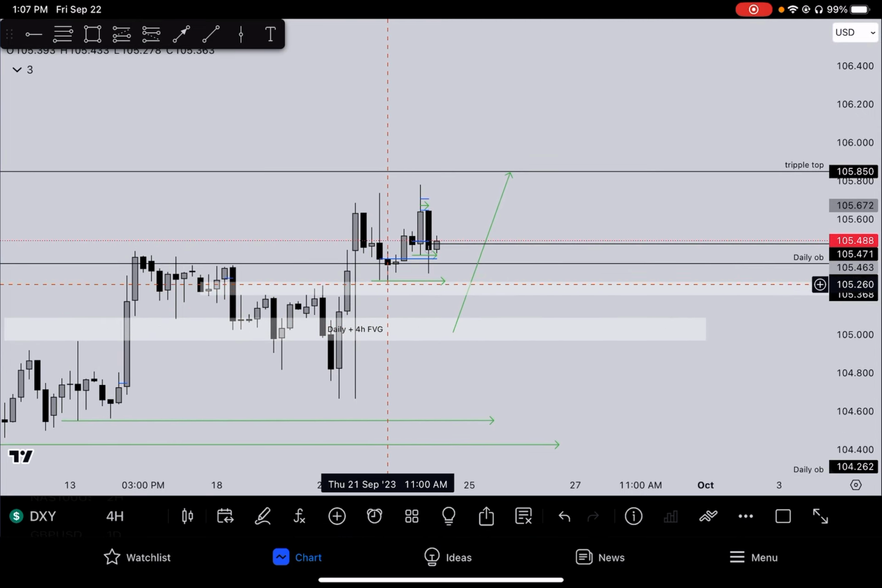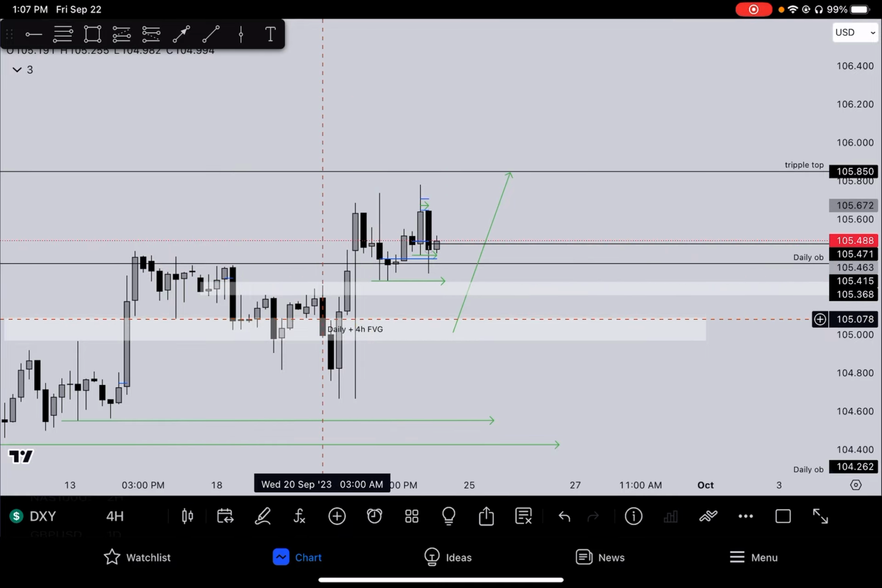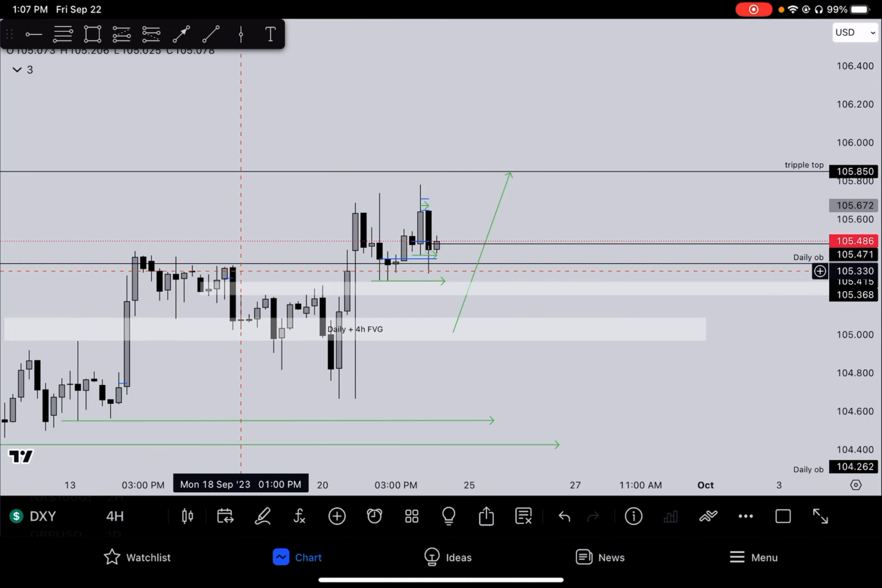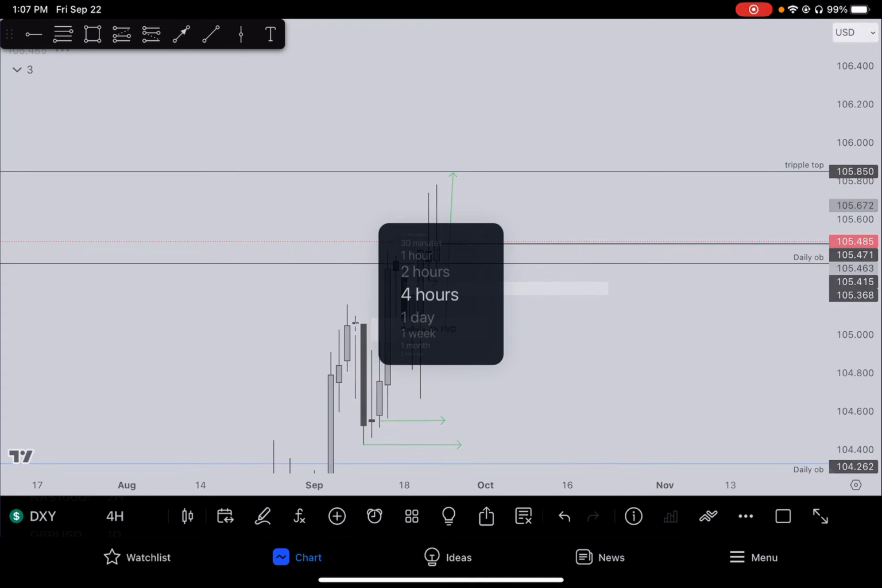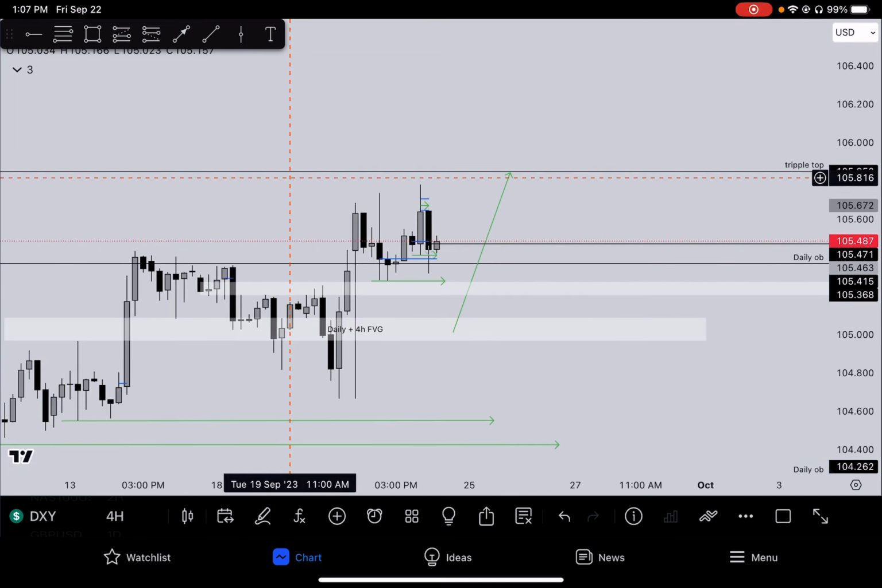So after that, we have these double bottoms here, as well as price moving above the daily fair value gap, as well as this inverse fair value gap. And I was expecting price to run these triple tops, in which it didn't.